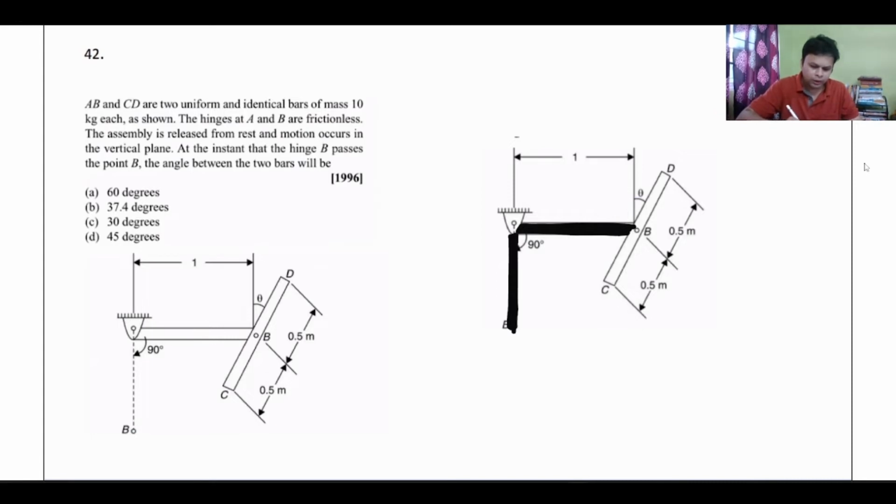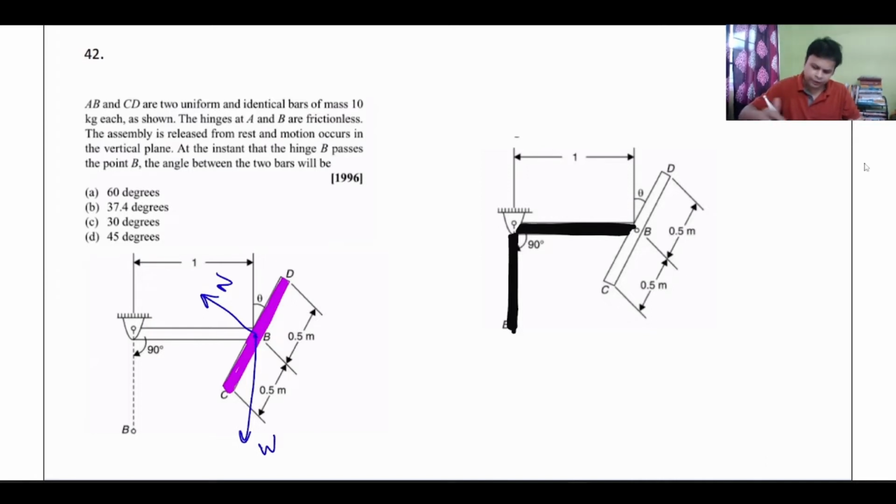If you look at the member CD, let me say this is the member CD. So what are the different forces acting on the member CD? The different forces acting on member CD are the weight W. It is frictionless, so there might be some normal reaction N. W and N both pass through the center of the member CD.